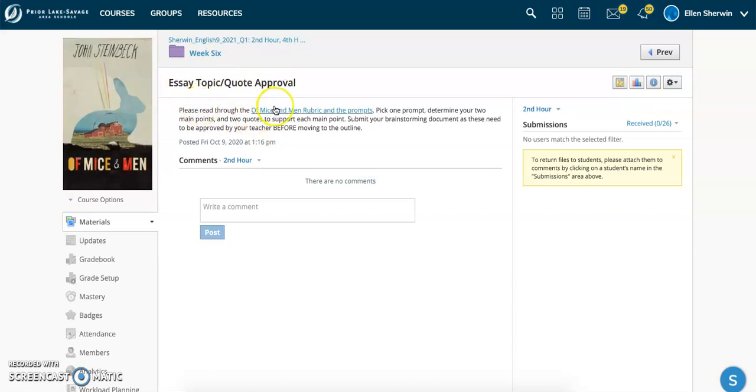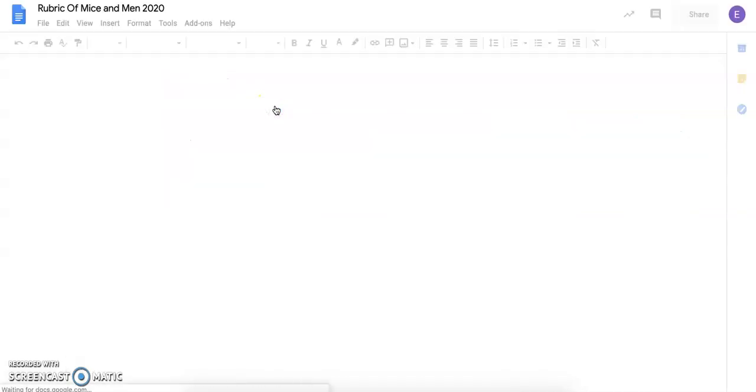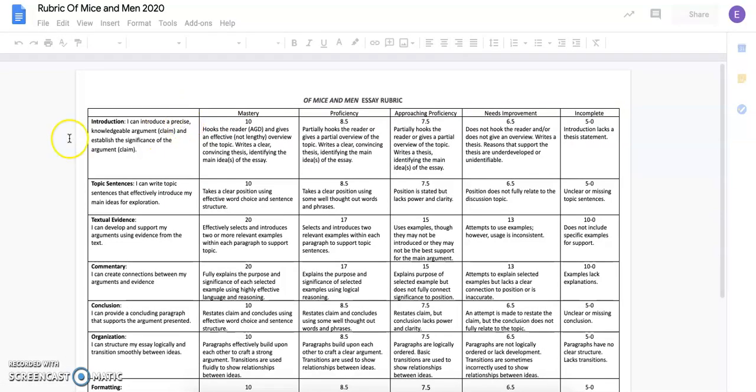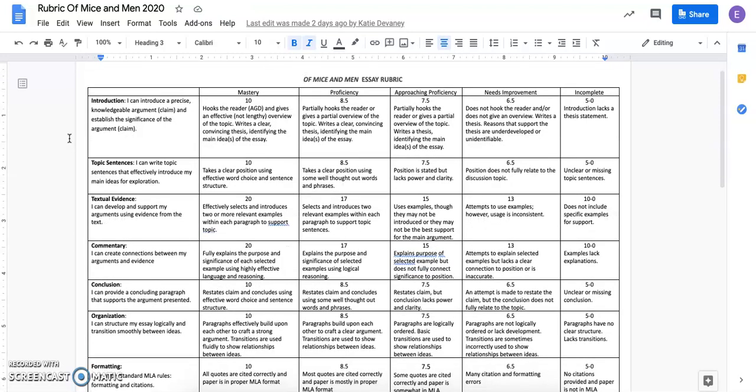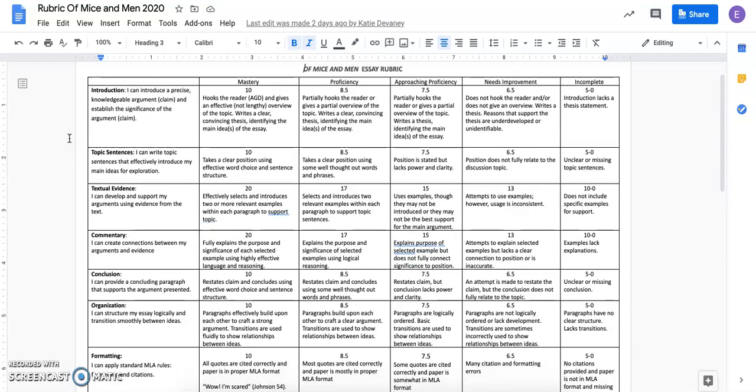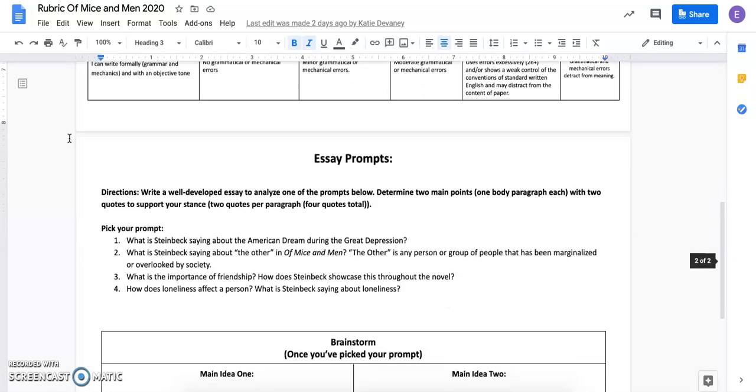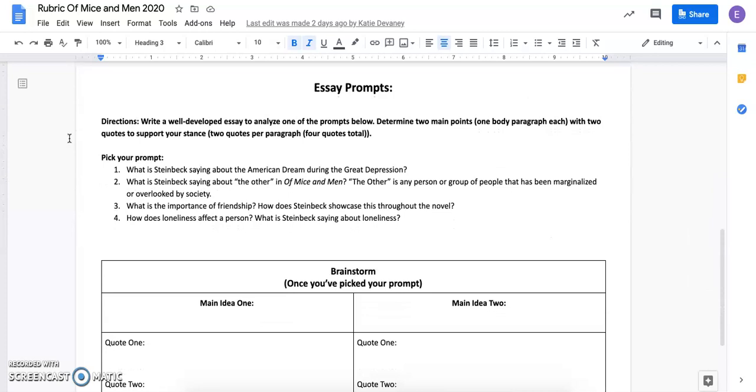Once you get into this page, you are going to click on the hyperlink to the rubric of Mice and Men 2020. You're going to want to put this into Notability or make a copy of it right off the bat. So you'll see here we've got a rubric, which is just basic information that you need to know about how this assignment works. You're going to scroll on down though, and you're going to find information about this assignment and what you're going to be doing right now.